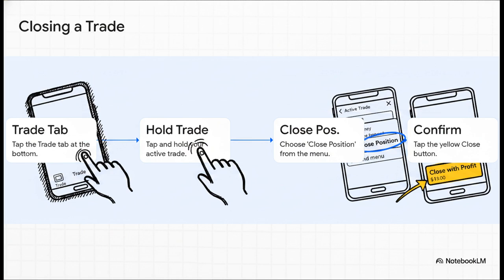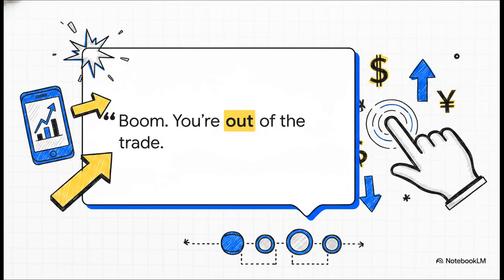And finally, Step 4, you're going to see a big yellow button at the bottom of the screen that says Close with Profit or Close with Loss, showing you the exact dollar amount. Just tap that yellow button to confirm. To quote our source material directly here, boom, you're out of the trade. It is literally that fast. That is the exact moment you secure your exit and lock in your profit or loss. Honestly, it's incredibly satisfying knowing you have the power to jump in and out of the market with just a few deliberate taps on the glass.